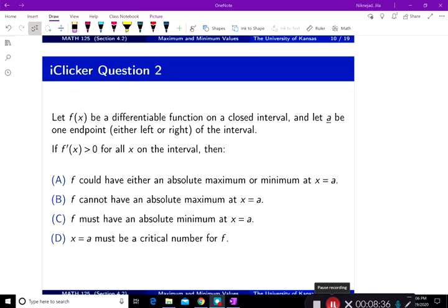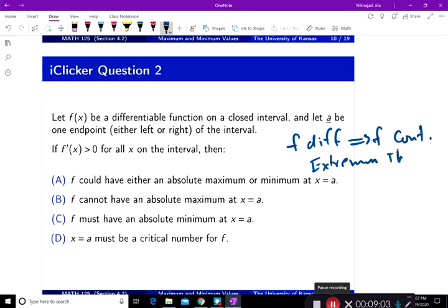So what is the answer? Let's remember, f differentiable implies f is continuous. Right, so f differentiable implies f continuous. Therefore, the theorem, what was that? The extremum theorem is satisfied, because f is continuous and we're talking about a closed interval.